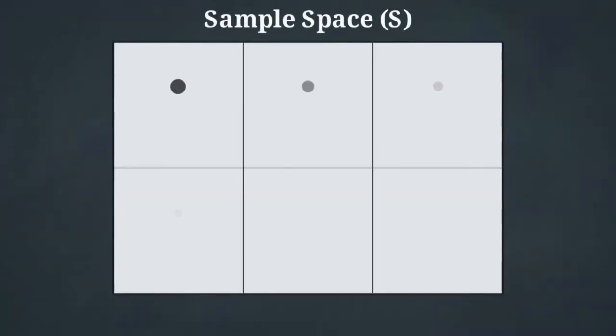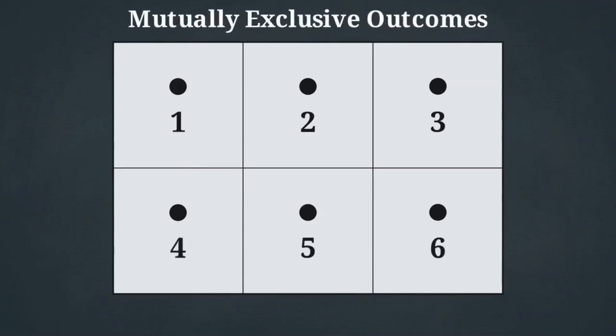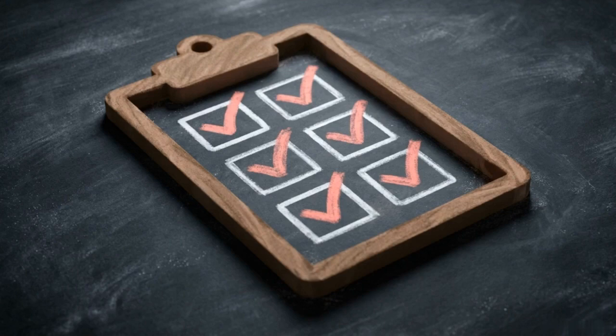A sample point is a single, simple outcome of an experiment, in this case, rolling a 1, 2, 3, 4, 5, or 6. Outcomes are considered mutually exclusive if they cannot occur simultaneously. You cannot roll a 1 and a 2 on a single toss. These 6 individual outcomes are also exhaustive, meaning that combined, they make up the entire probability space. At least one of them must occur when the die is tossed.